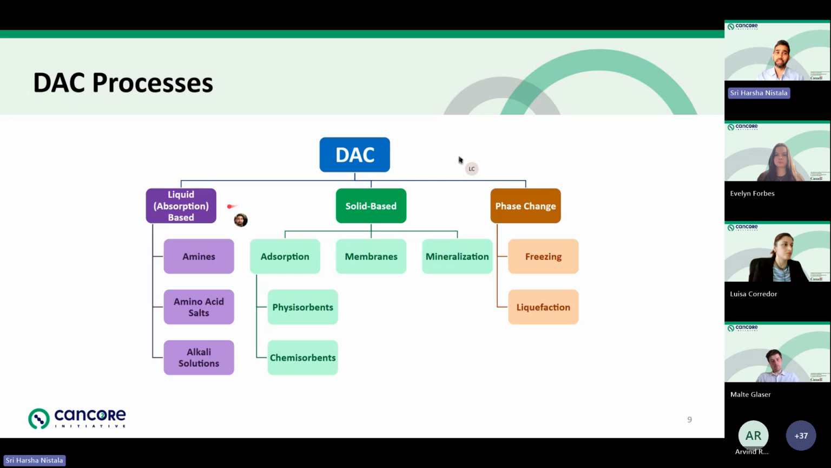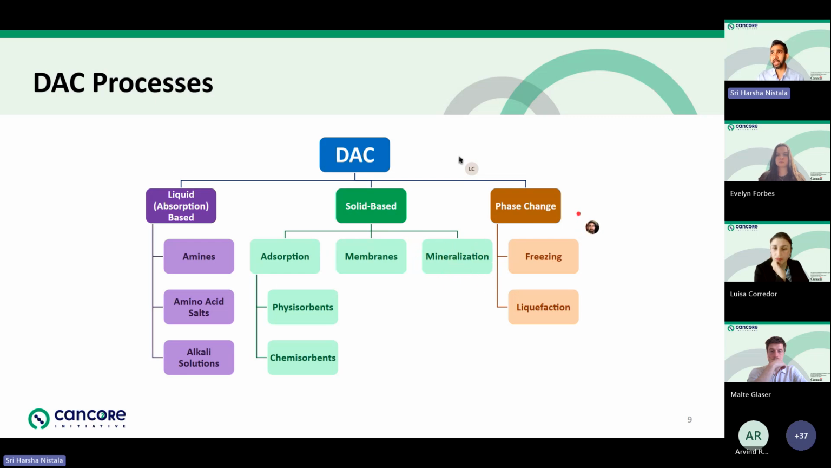The first category is liquid-based or absorption-based capture, where liquid chemicals such as amines, amino acid salts, or alkali solutions are used to capture carbon dioxide. The second category is solid-based direct air capture, in which solid materials are used to capture carbon dioxide. These are further classified into processes like adsorption, processes that use membranes, or processes that use other minerals.